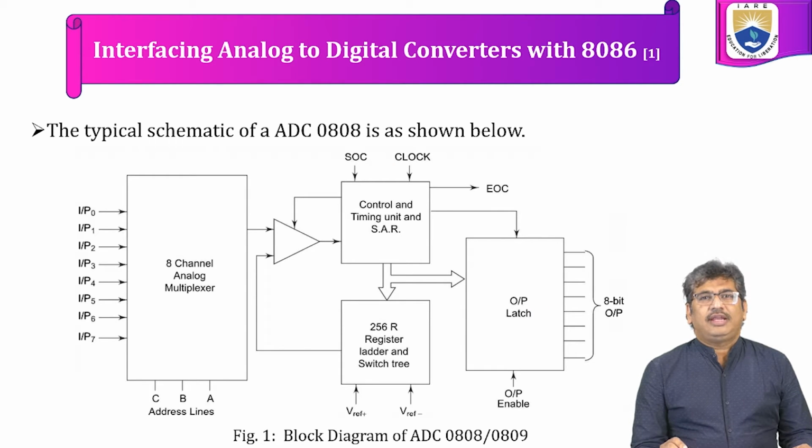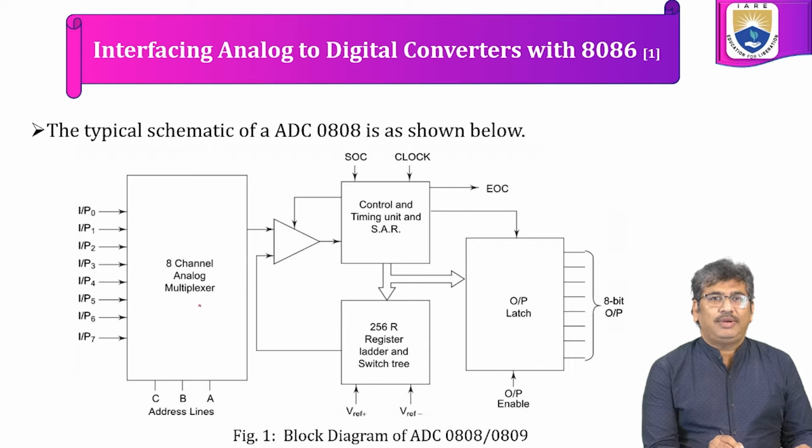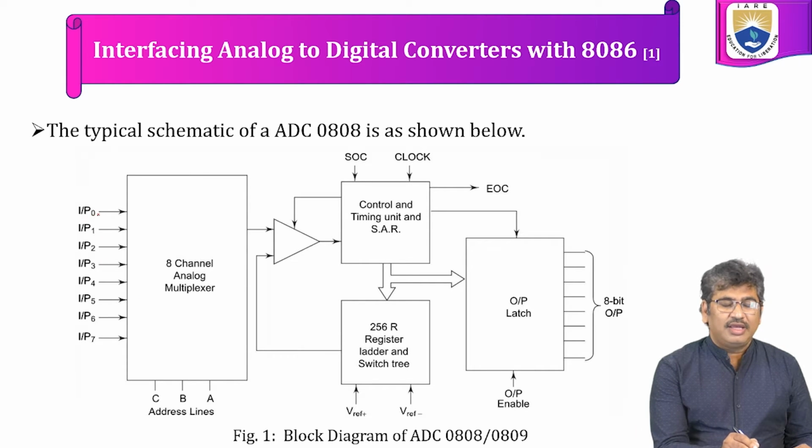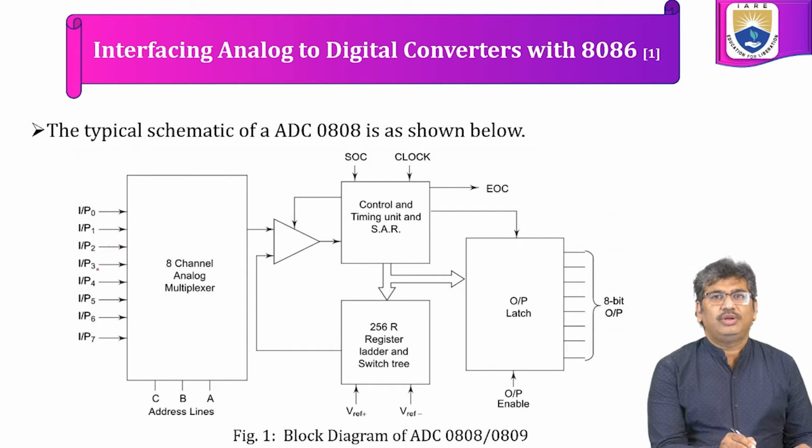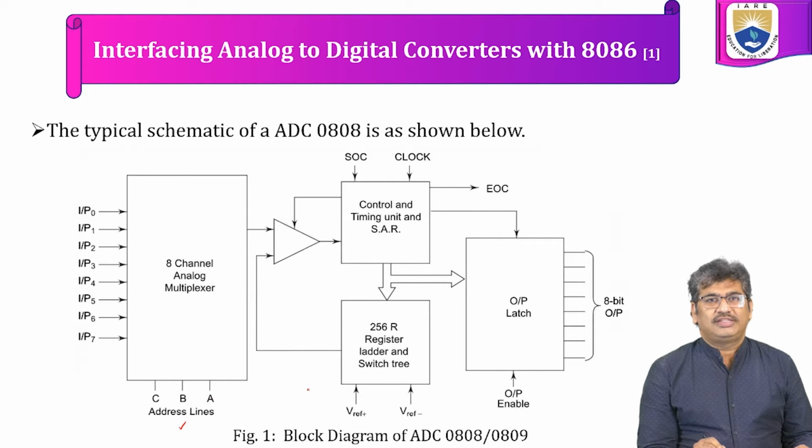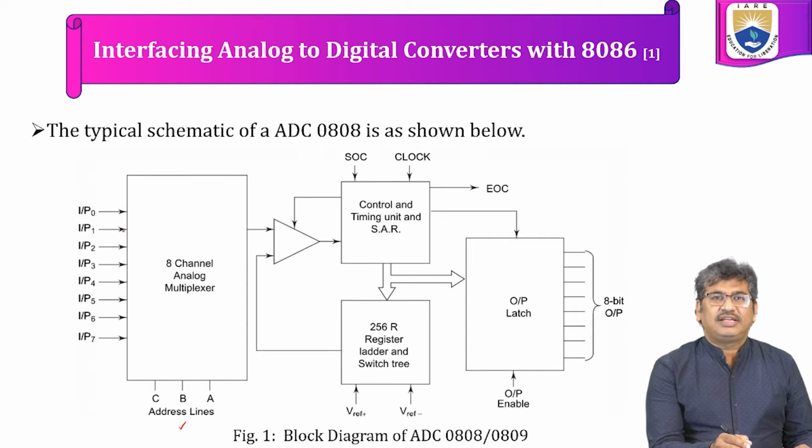The typical schematic of ADC 0808 is shown below. The first block is a multiplexer where we can apply the 8 inputs: input 0, input 1, input 2, input 3, input 4, input 5, input 6 and input 7. One of the inputs from input 0 to input 7 will be selected by the address lines A, B, C. By proper selection of ABC values, we can select input 0 up to input 7.